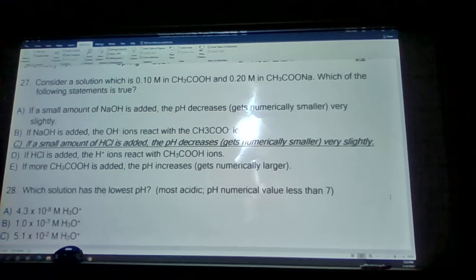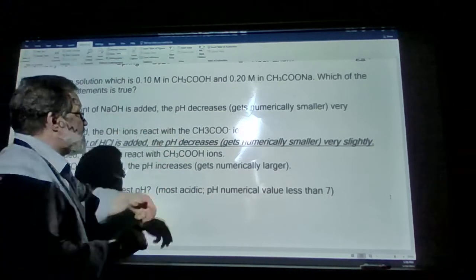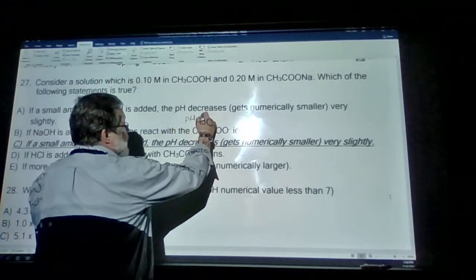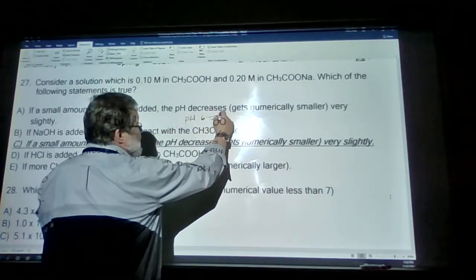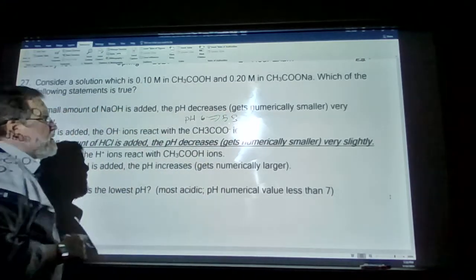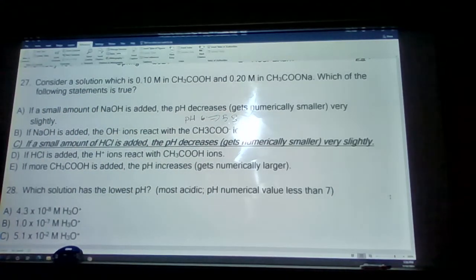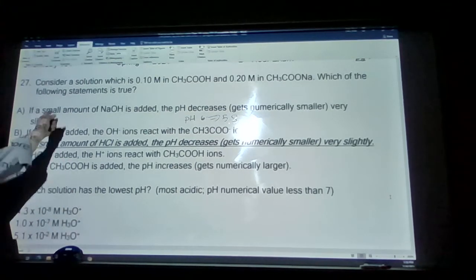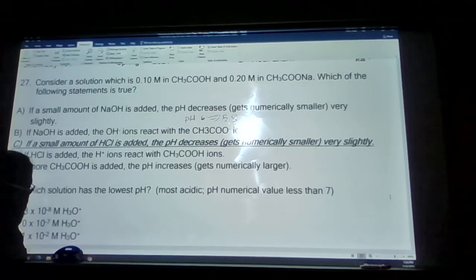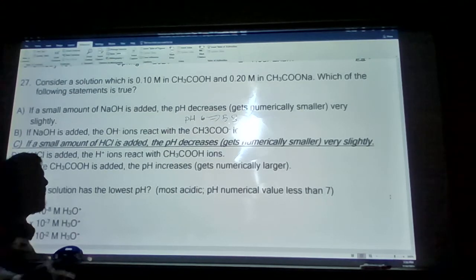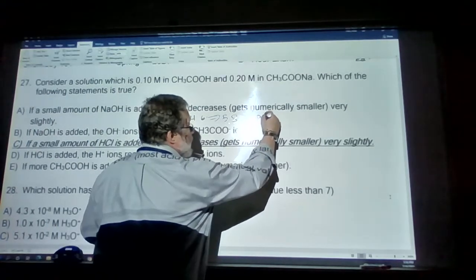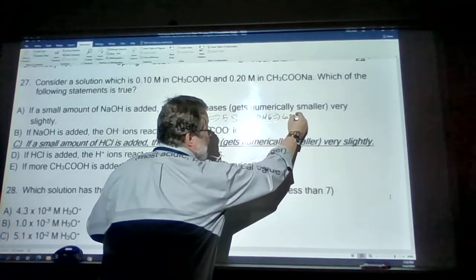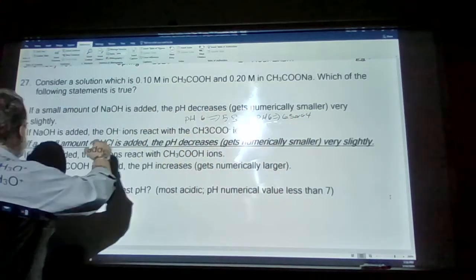A small amount of sodium hydroxide, the pH decreases, gets numerically smaller very slightly. If the pH goes from, let's say, a pH of 6 and it changes to 5.8, we are going more acidic. When you add a base to a solution, do you go more acidic? No, you go more basic. Your pH will get larger, pH 6, maybe to 6.3 or 6.4. So it's not A.